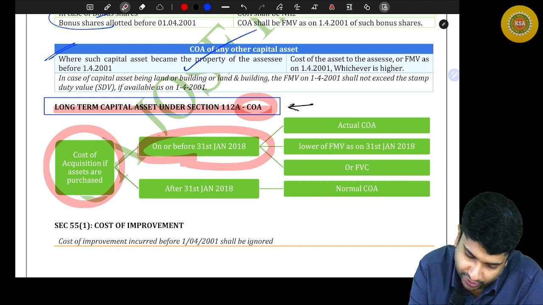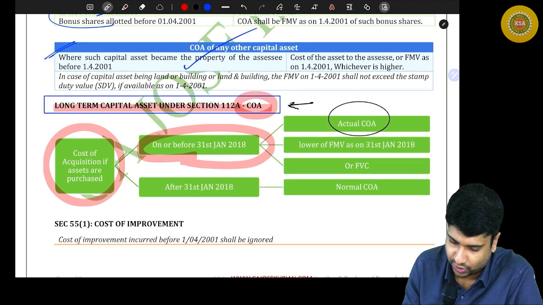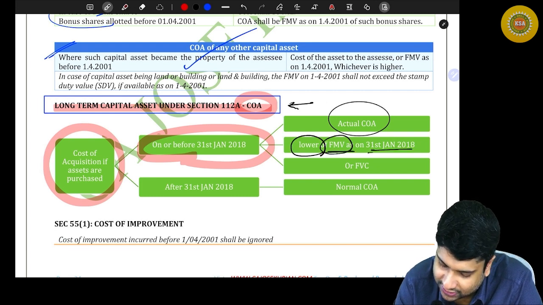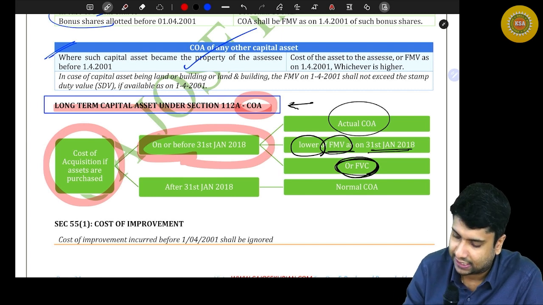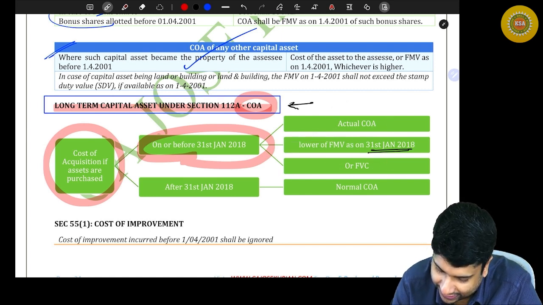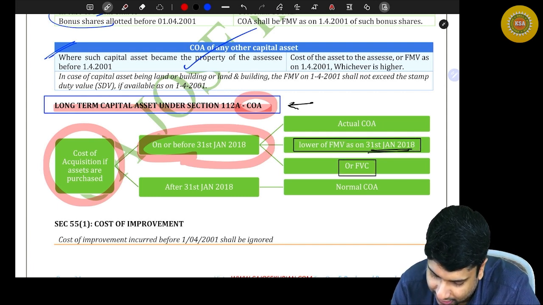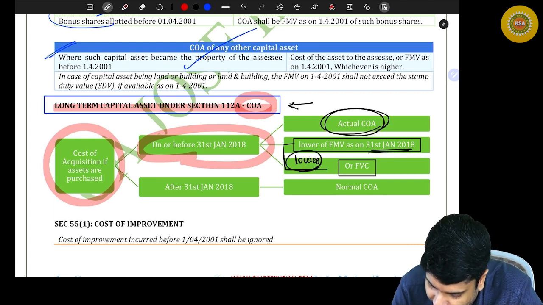What is the special formula? Either you take the original actual cost of acquisition or you take the lower of fair market value as on 31st January 2018 or full value consideration at the time of sale. That simply means you first check the FMV as on 31st January 2018, then compare it with the full value consideration at the time of sale. Compare these two and pick the lower. Either this lower figure or actual cost of acquisition, whichever is higher, that will be beneficial.